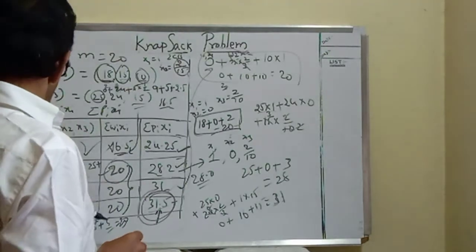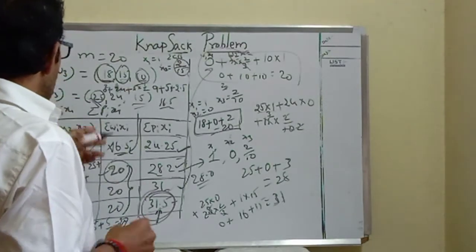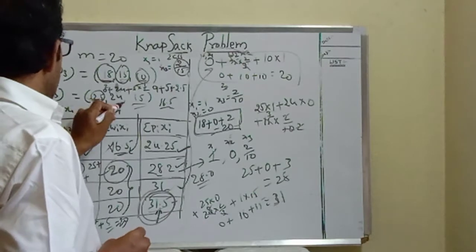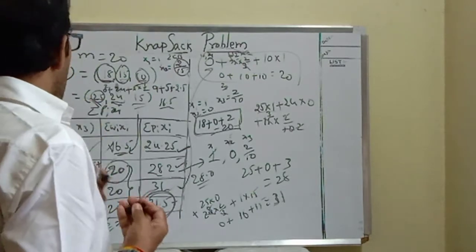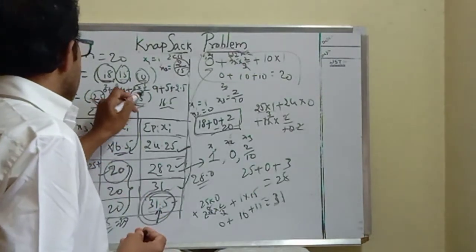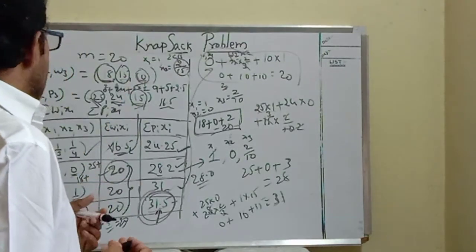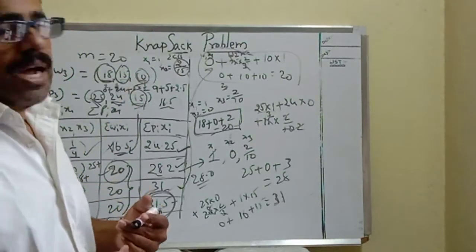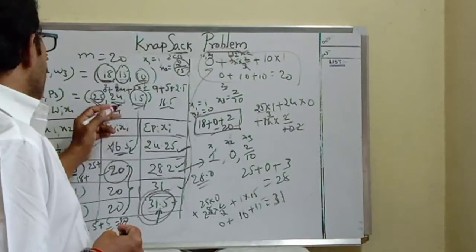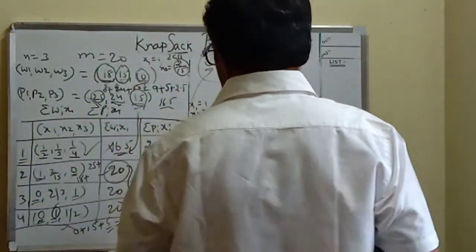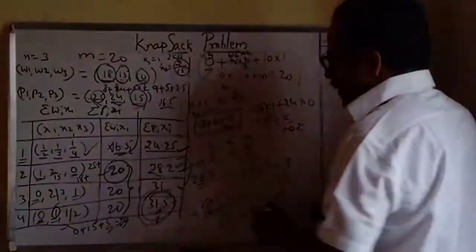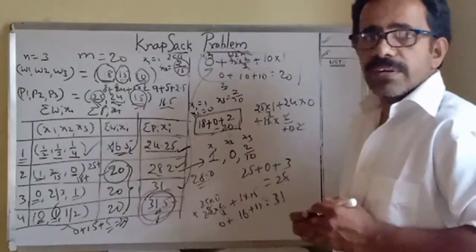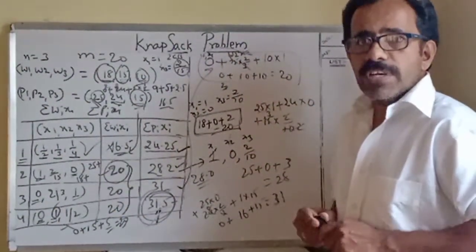But what about profit? Completely omit the first item, then we lose 25 units of profit. But completely consider the second, then 24 units of profit we get. Half of the portion we can extract from the third, because half of the weight only we considered, then from the profit also we get half. Half means 7.5 plus 24, 31.5. So out of these 4 solutions, this solution is treated as the optimal solution.